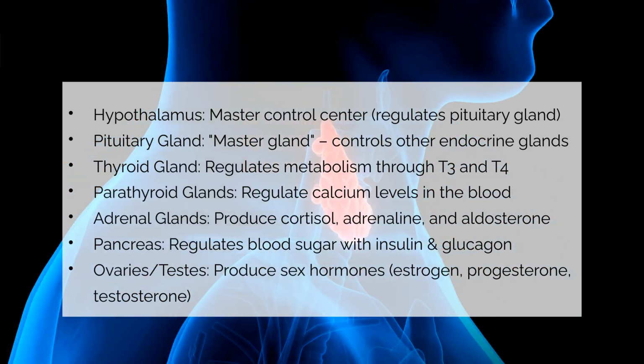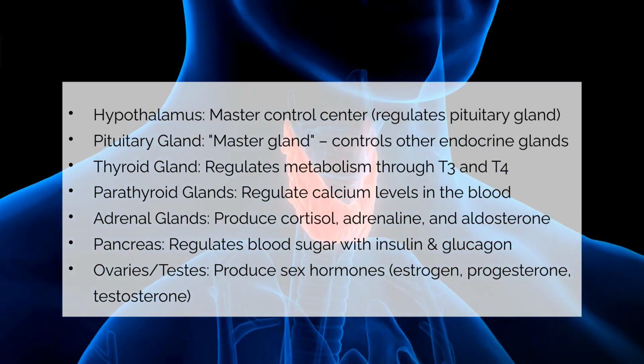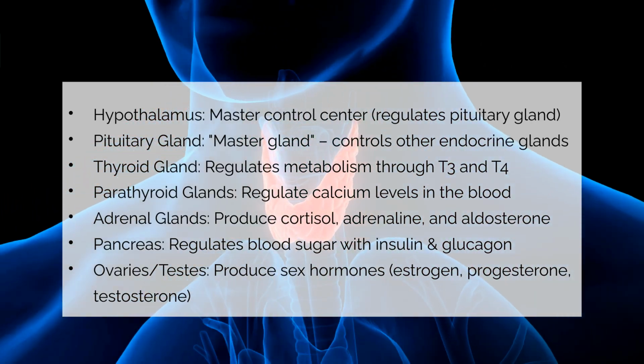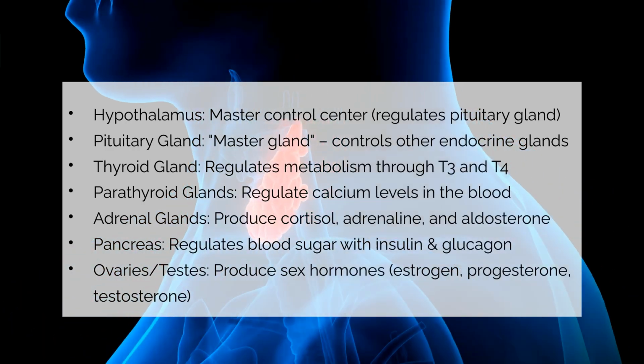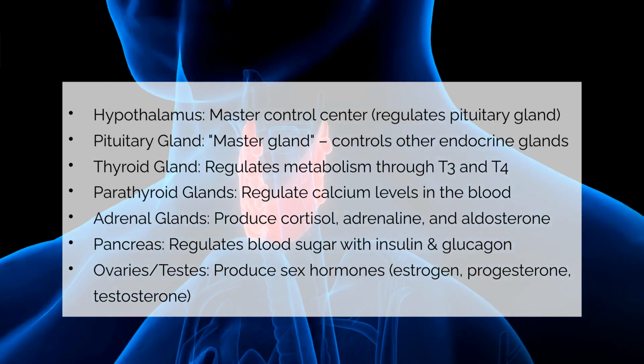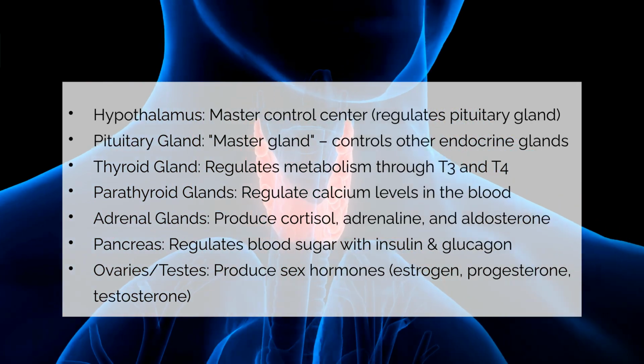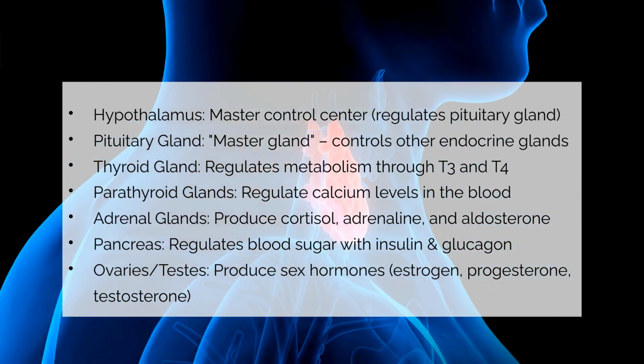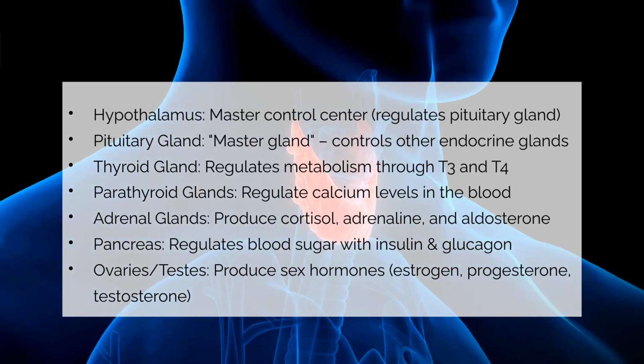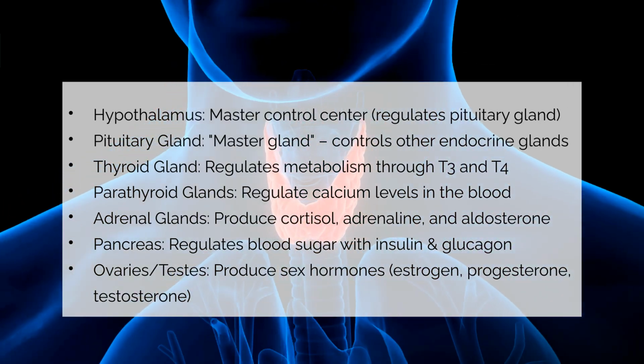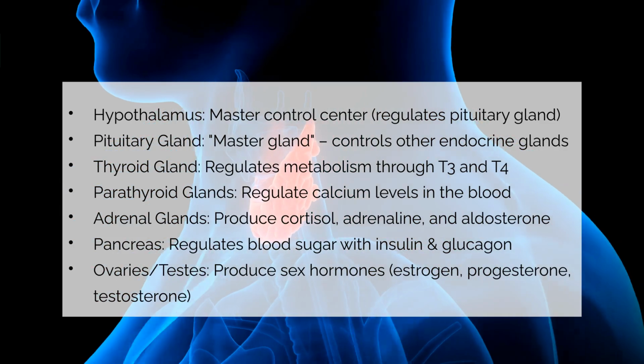Ovaries and testes. These are the primary sex glands. The ovaries produce estrogen and progesterone, while the testes produce testosterone. These hormones regulate reproduction and secondary sexual characteristics. Each of these glands plays a specific role in maintaining bodily functions, and together they keep everything in balance.